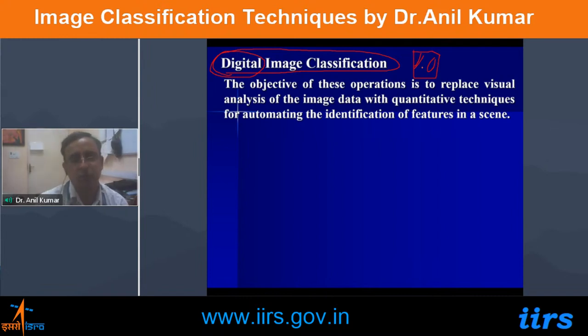But once we do it digitally, it takes minimum time, and we can process a large number of areas. So here the objective of digital image classification is that these operations replace visual analysis. Visual means doing visual interpretation with the naked eyes, so that can be replaced, and this can provide quantitative techniques for automating the identification of features in a scene.